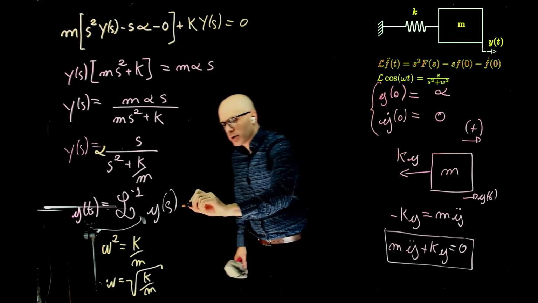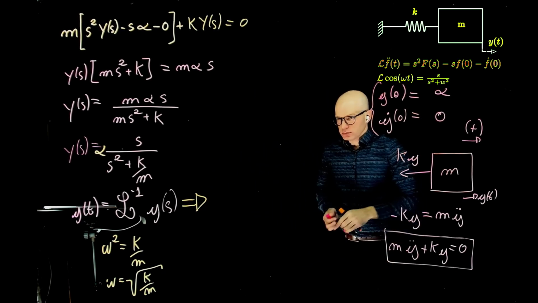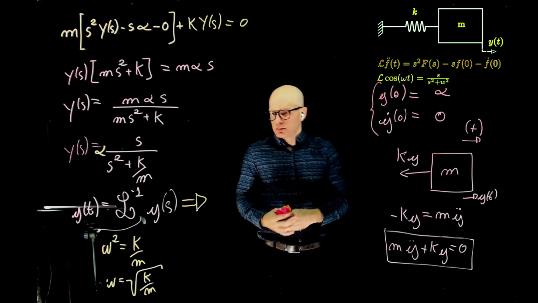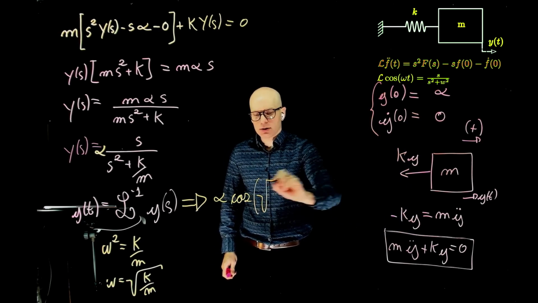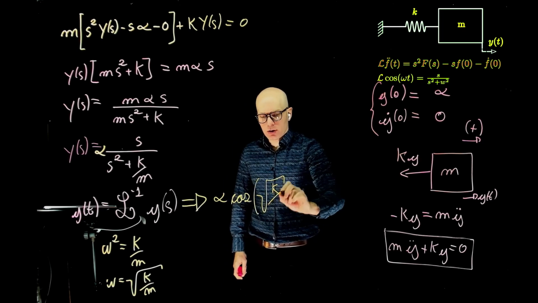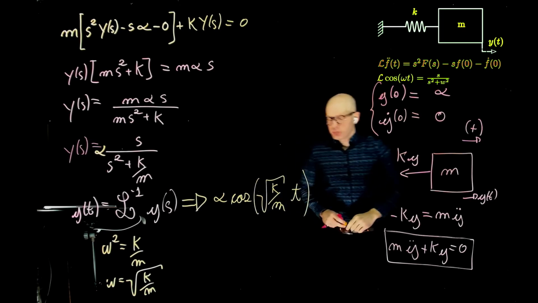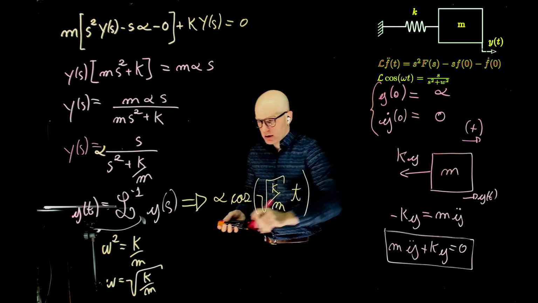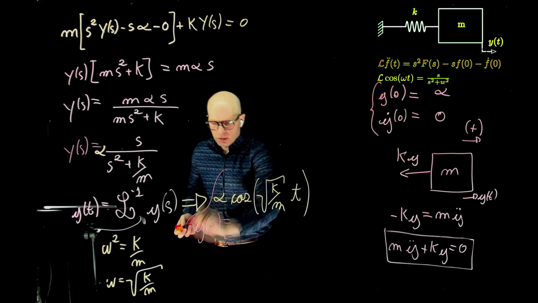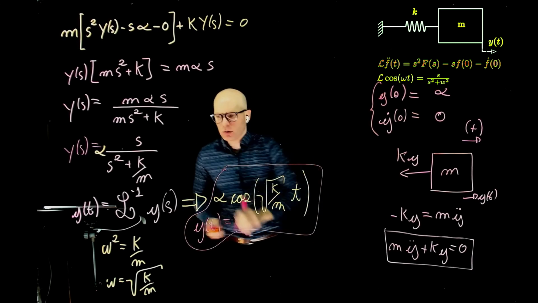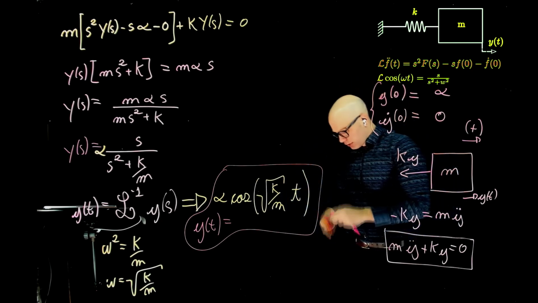So tell me now, what is the result here? Alpha cos square root of k over m t. Excellent. Square root of k over m all times t. What is this? This is y of t. That's the result of our equation.